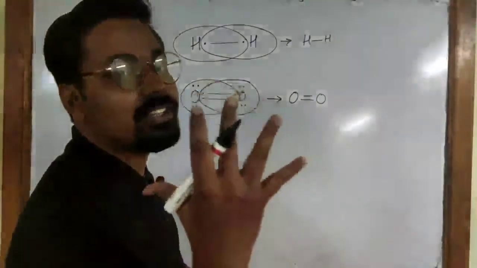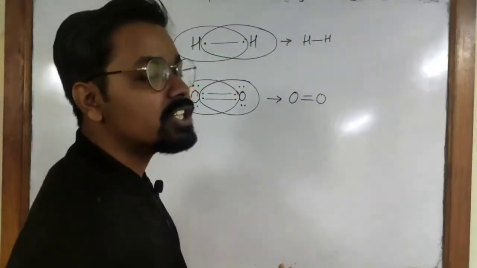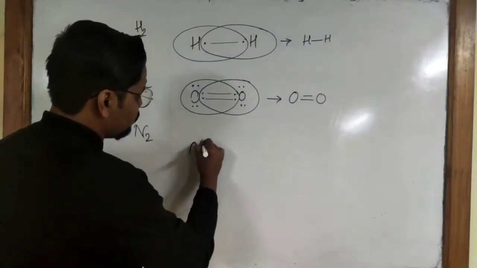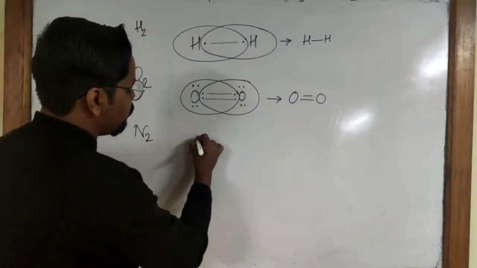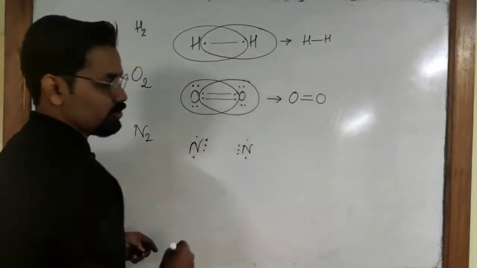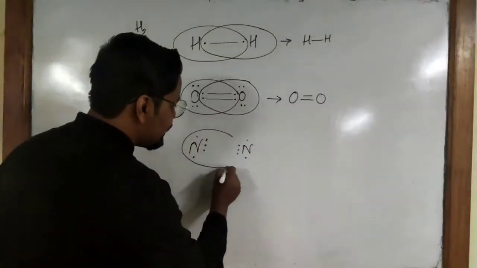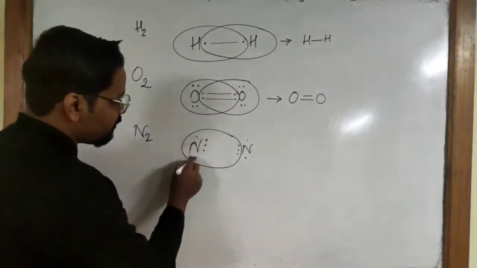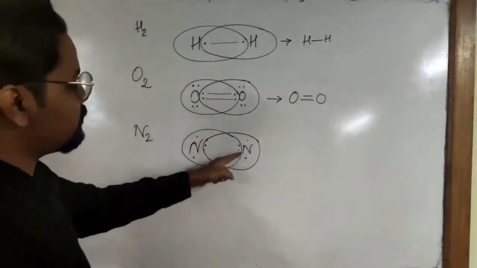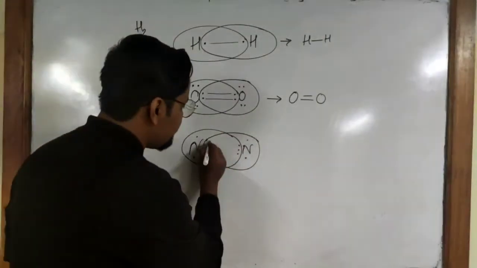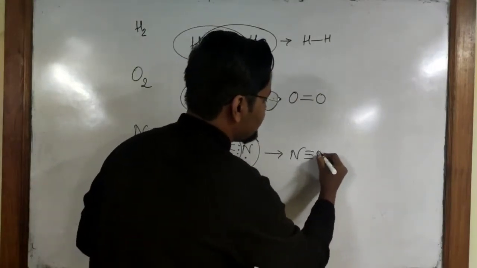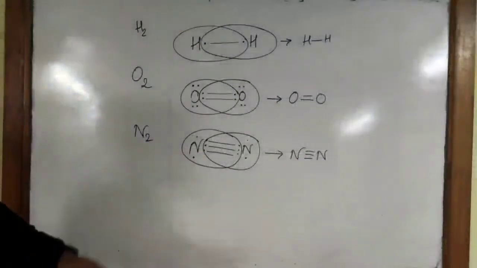Nitrogen has 5 electrons in the outermost shell. It has an electronic configuration of 2, 5. So it has 1, 2, 3, 4, 5 electrons. Another nitrogen has 1, 2, 3, 4, 5 electrons. So this nitrogen will share these 3 so that it becomes 5 plus 3, 8. And this nitrogen will also share these 3. So this also becomes 5 plus 3, 8. Since 3 pairs of electrons are shared, this forms a triple bond. So N is triple bonded to N to form this compound.